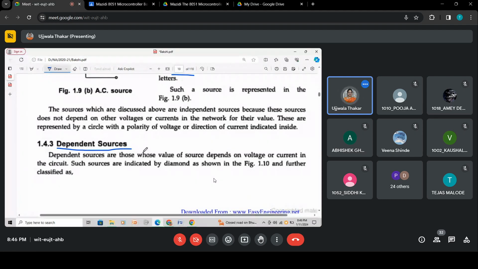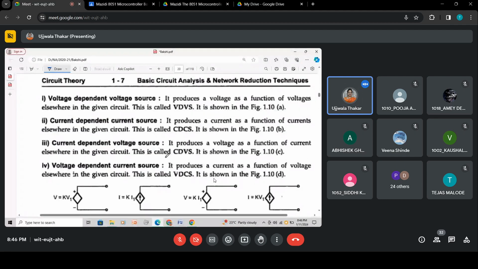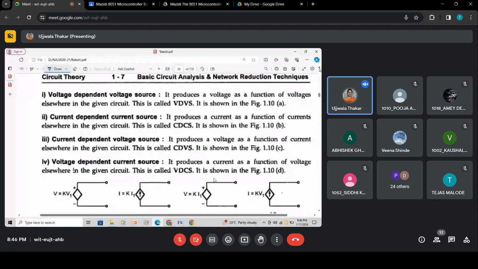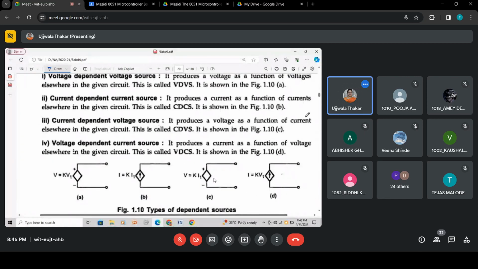The first one is about voltage source, current source, ideal and practical voltage source, ideal and practical current source, which we have covered. Now let's go to dependent sources. This is important. These are the challenges you have to face with your problems.